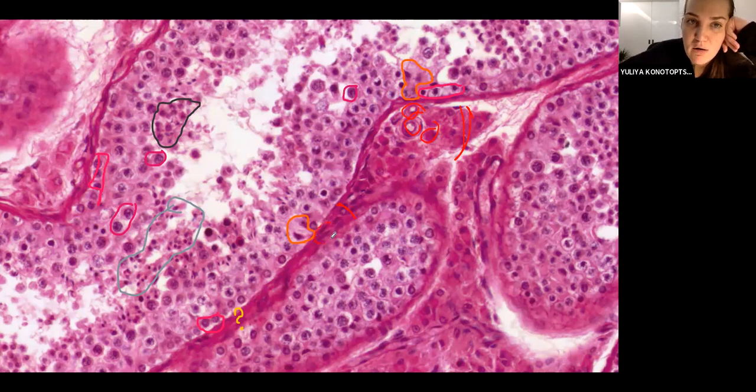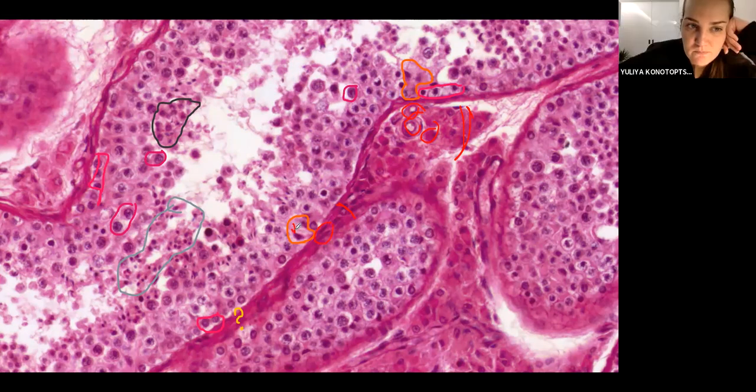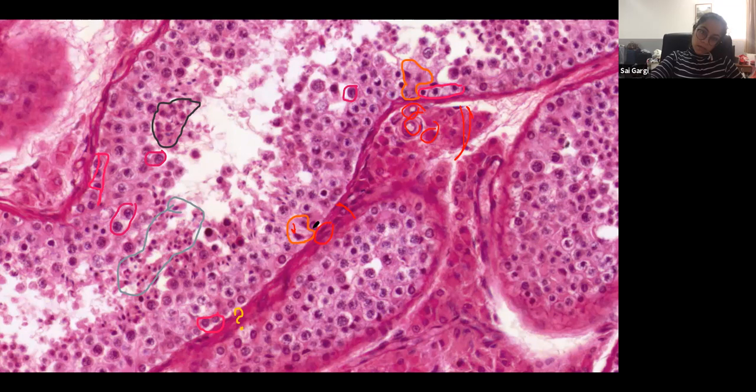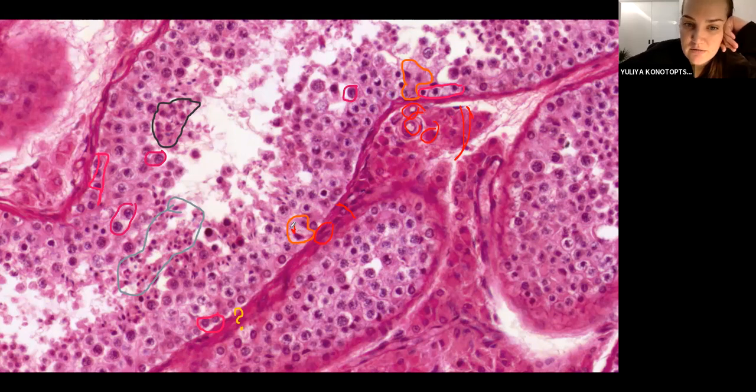The cells here are myoid cells. Which cell is this one? Leydig. No. Leydig is this one. Sertoli. Sertoli cell. Okay, so this is the Sertoli cell, guys. Again, try to see it. Try to really see. Has a bit of a triangular appearance, like this one as well here. Okay, so this is a Sertoli cell. This one is also a Sertoli cell.